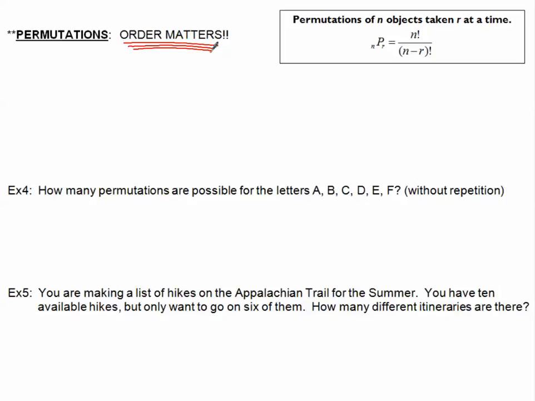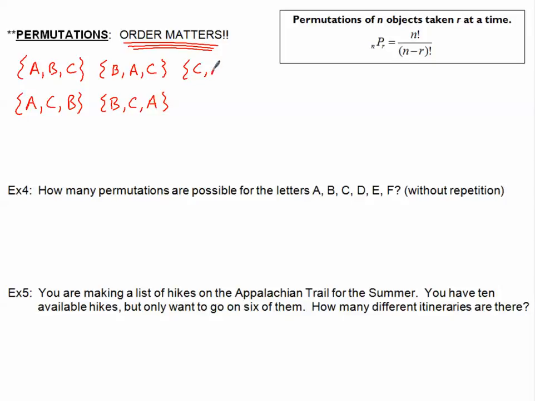So for example, if we're talking about the first three letters of the alphabet, we could take the A, the B, and the C and put them in this order. Or we could say A and then C and then B, and that is a separate permutation. Or we could say B and then A and then C. That's another permutation. Or we could take B and then C and then A. So now we have four different permutations for the first three letters of the alphabet.